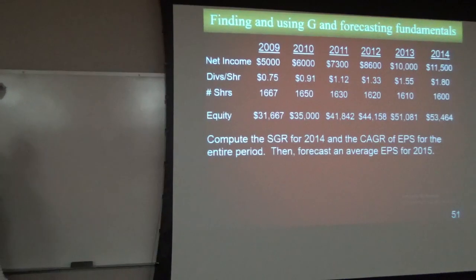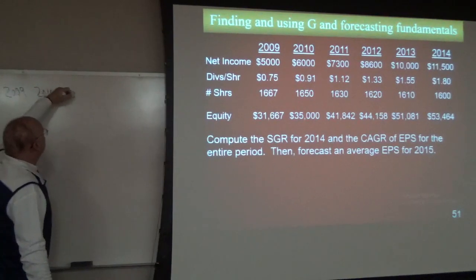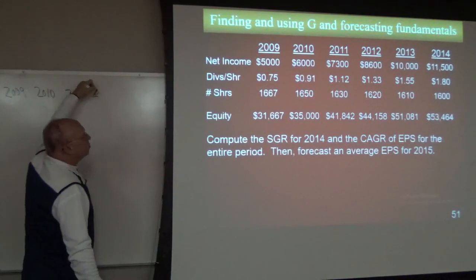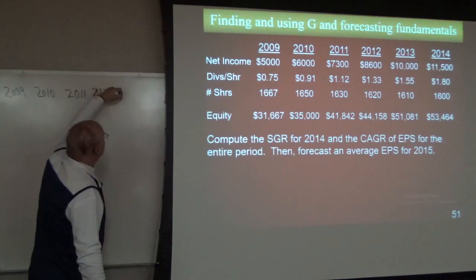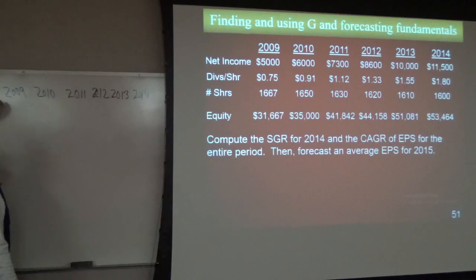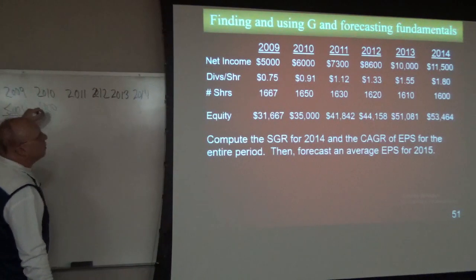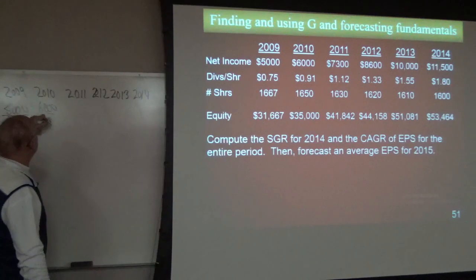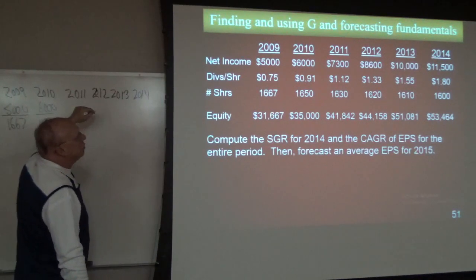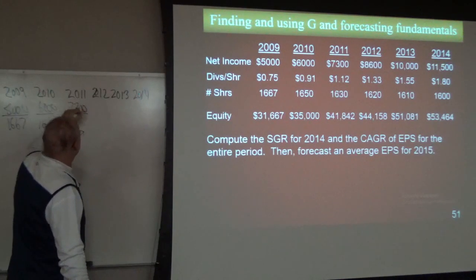So we have 2009, 2010, 2011, 2012, 2013, and 2014. Okay, and so we have 5,000 divided by 1667, and we have 6,000 divided by 1650. So the company's buying back stock, 10 shares each year roughly, or 20 shares each year roughly. Then we have 7,300. Actually, there's not that much of a pattern here.